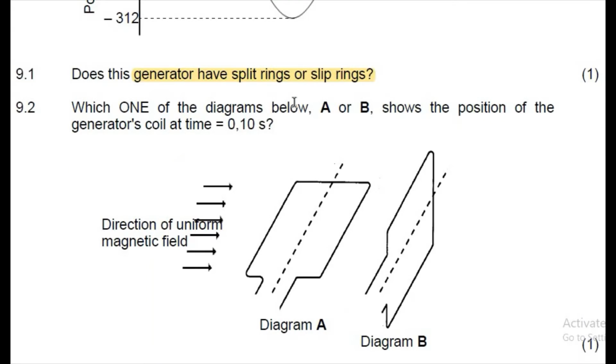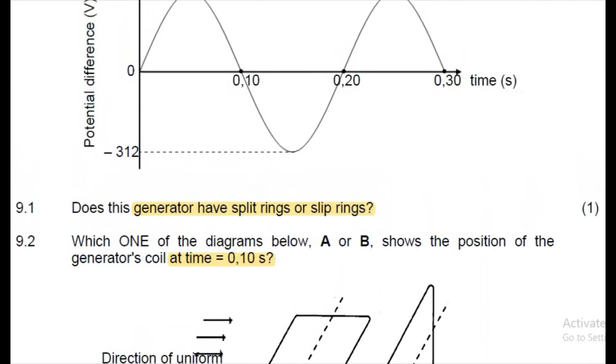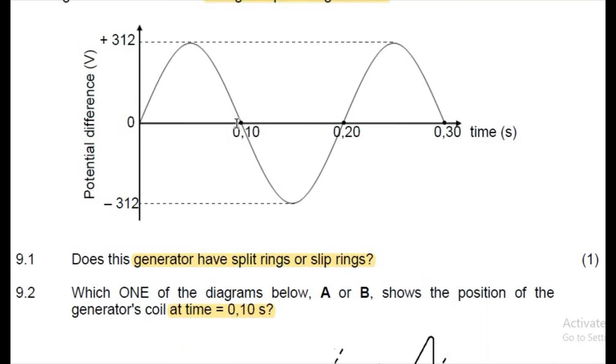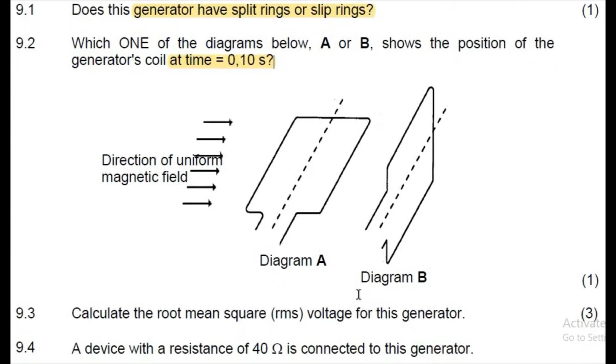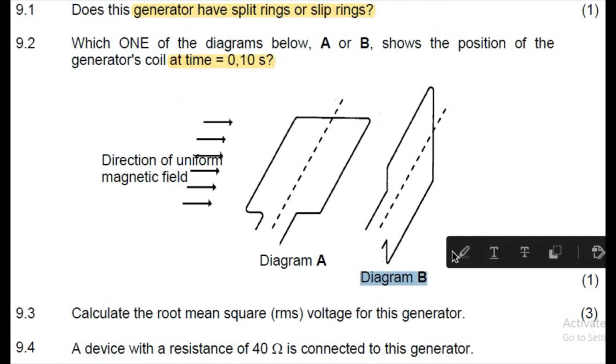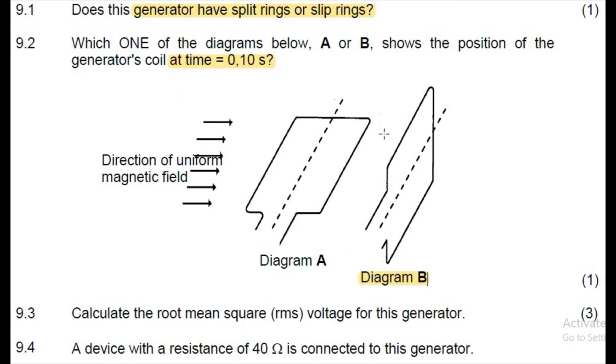It asks which one of the diagrams below, A or B, shows the position of the generator's coil at a time of 0.1 seconds. So we can go look at our graph at 0.1 seconds. The potential difference is 0. This is the direction of the uniform magnetic field from here to there, and then we can see that at that time the position of our coil is like this. So the answer there is diagram B.